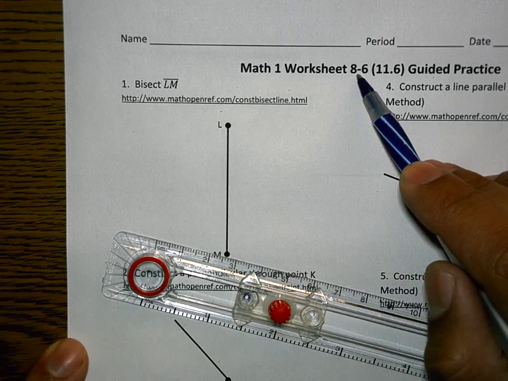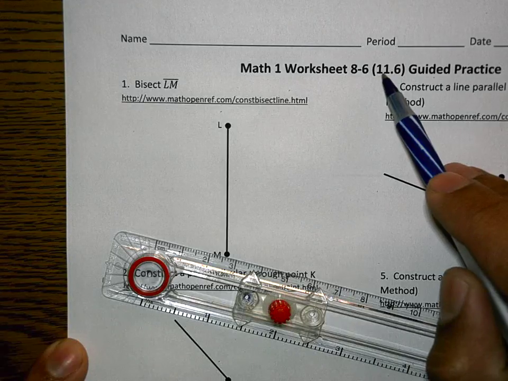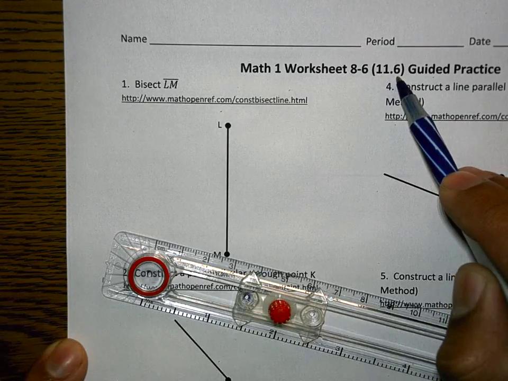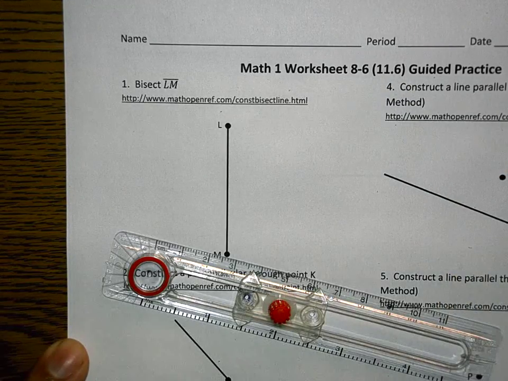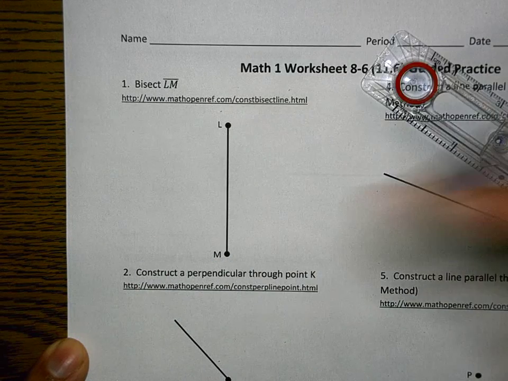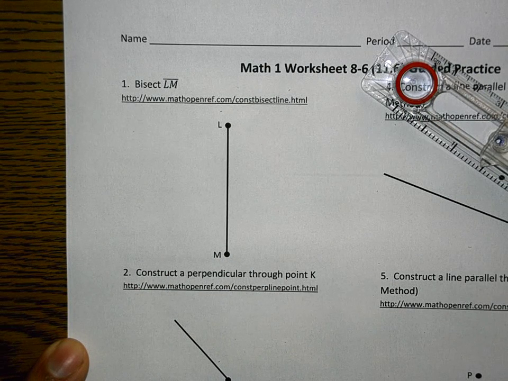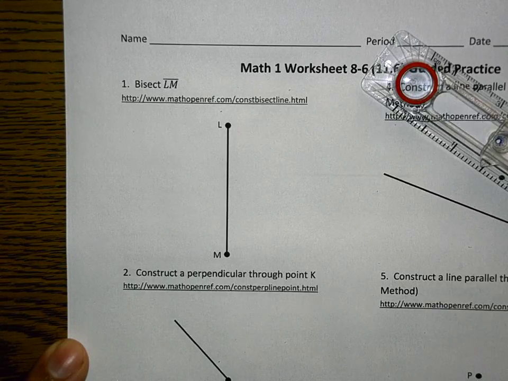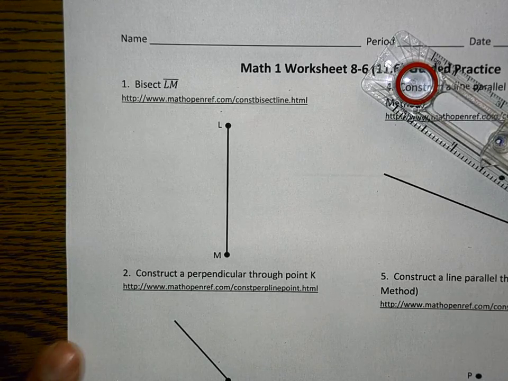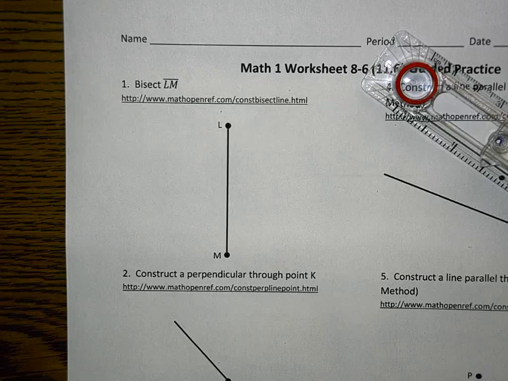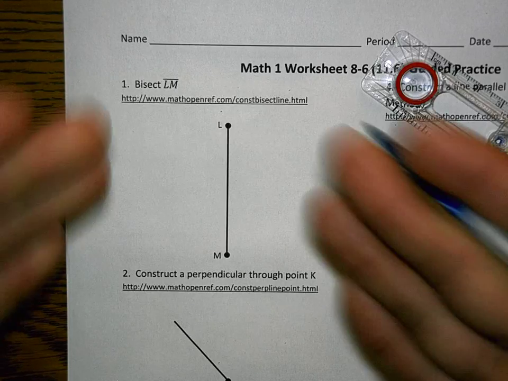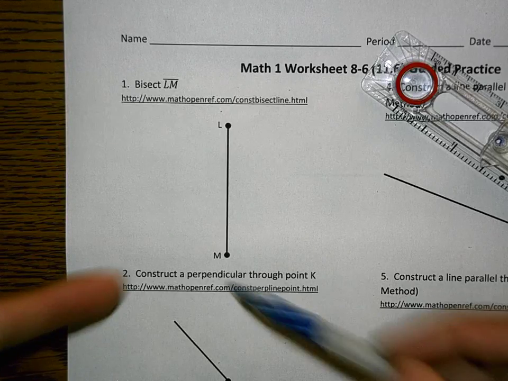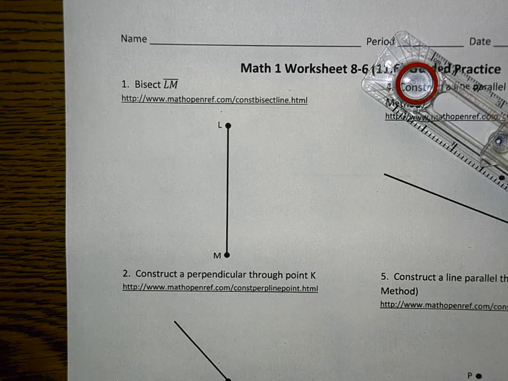Unit 8.6 comes from Chapter 11, Section 6 in your book. Now, you will see some things that we did in the very last section. I think it's 10.1. This video is going to cover the first three problems, which are review. If you were absent last time, this will show you how to bisect a segment, how to construct a perpendicular, and how to construct a perpendicular through a point not on the line.